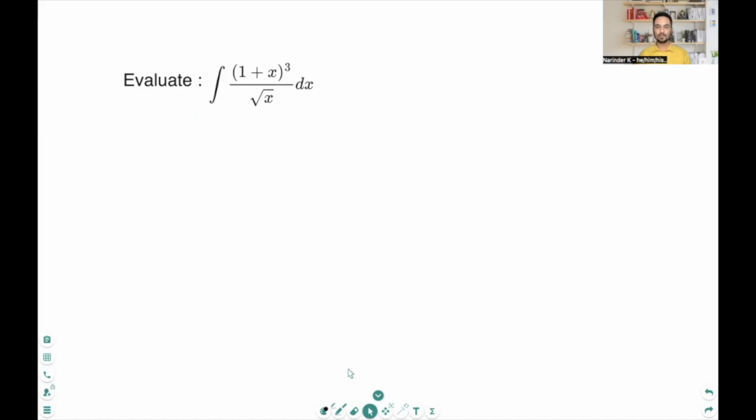In this video, we will evaluate the integral of (1 plus x) whole cube divided by square root x dx. There are a lot of ways in which we can solve it, but in this video, we will solve it using the expansion property of (a plus b) whole cube, and then dividing each term by square root x, and then using the identity integral of x raised to the power n dx is equal to x raised to the power n plus 1 divided by n plus 1.